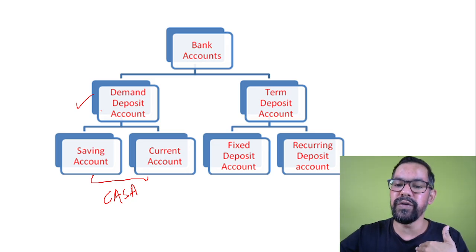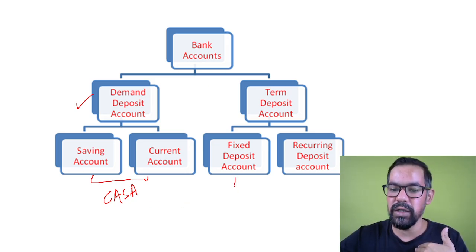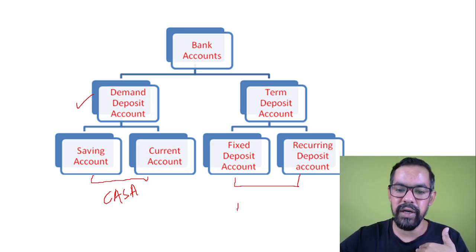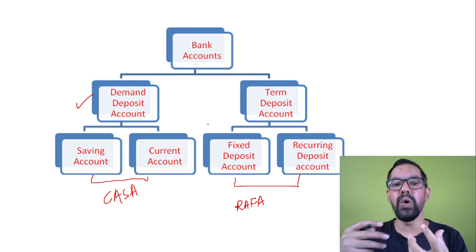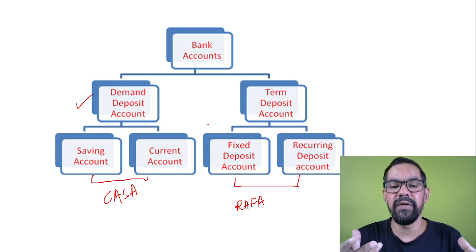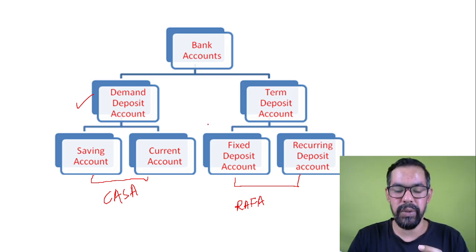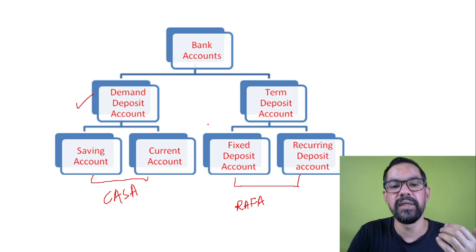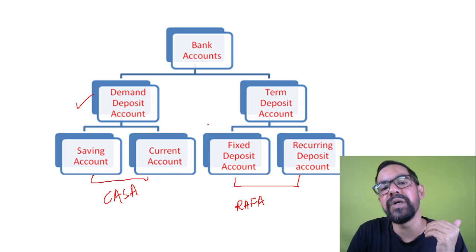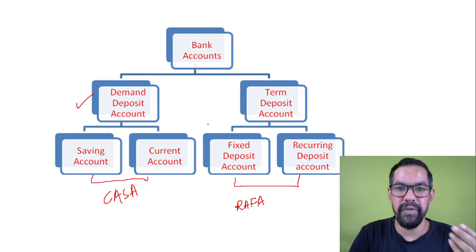But in case of RAFA deposits, which are recurring deposit accounts and fixed deposit accounts, when you open an FD, let's say for a period of 10 years, that money is generally for 10 years. You do have a pre-maturity benefit in case of RAFA deposits.